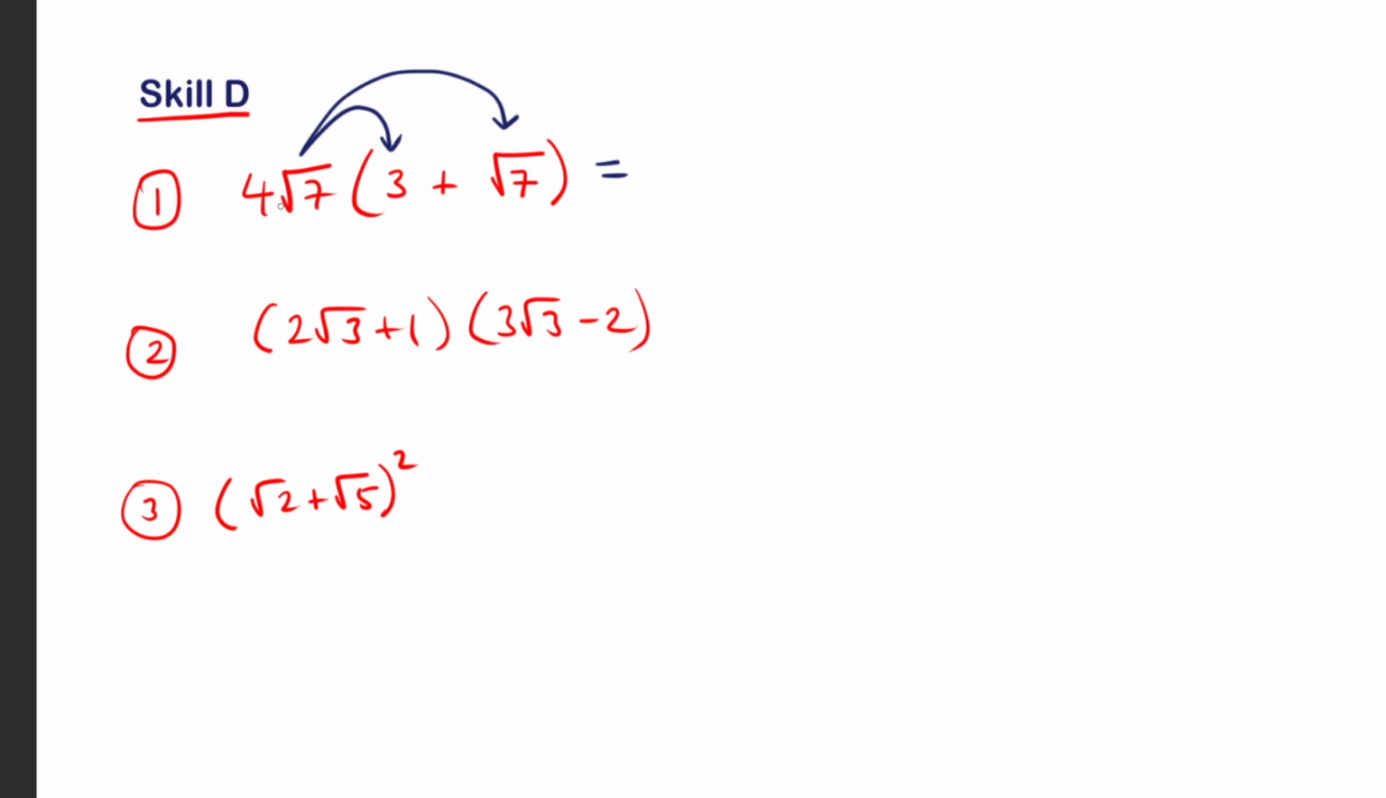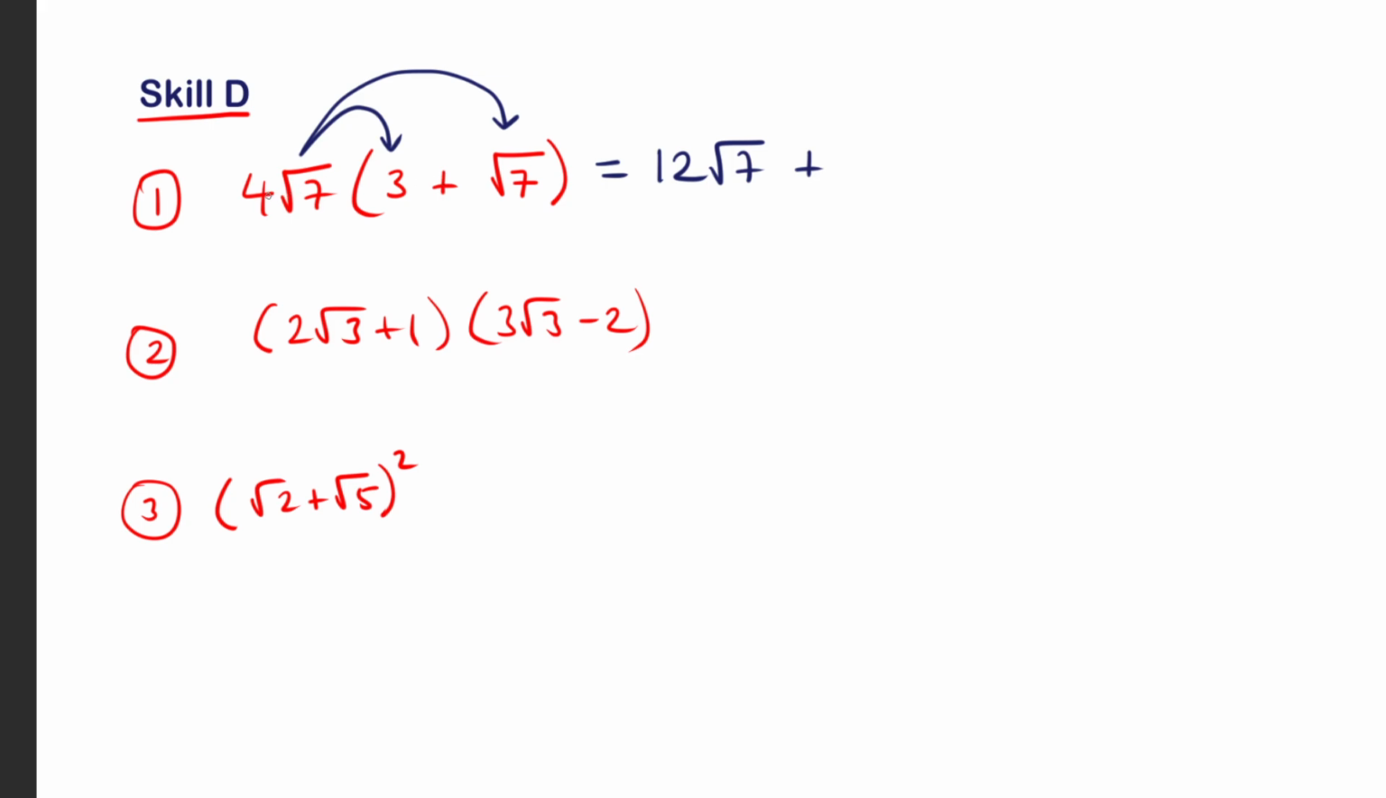So 4 root 7 times 3. So, well, 4 times 3 is 12. And then we're still timesing by the root 7, yeah? So it's 4 root 7 times 3. 4 times 3 is 12 root 7. Plus, because we have a plus here.